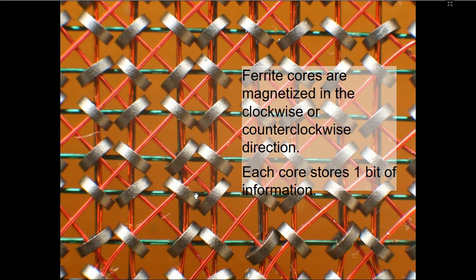But how does it actually use these little bits, these little tiny magnets to store information? So each magnet represents 1 bit of information. So you can say it's magnetized one way or it's magnetized the other way. And this represents a 1 or a 0.